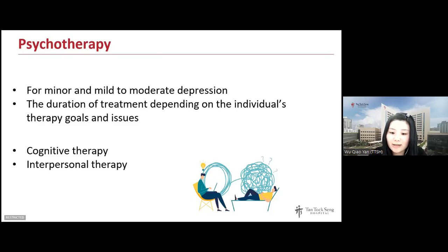According to data, in elderly patients with depression, psychotherapy is as effective as antidepressants. Some studies also show that the elderly have a more positive response to psychotherapy than younger adults. Cognitive therapy and interpersonal therapy have been found to have sufficient evidence for management of depression in the elderly.